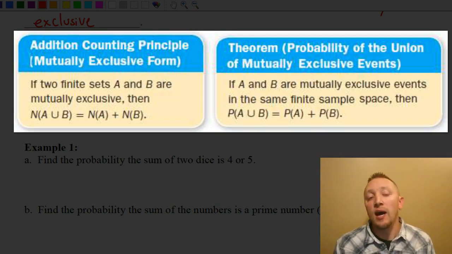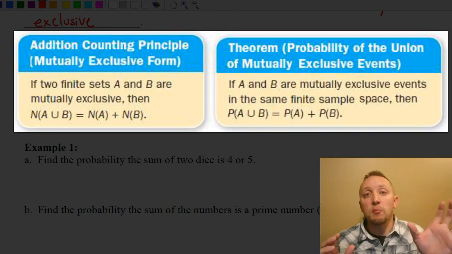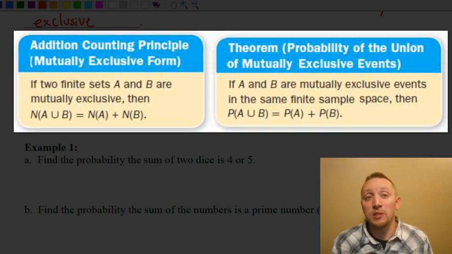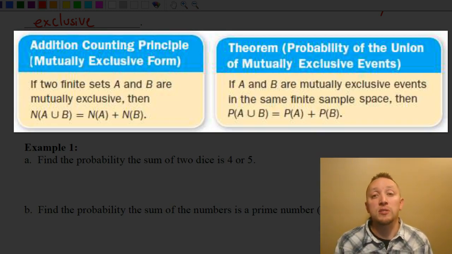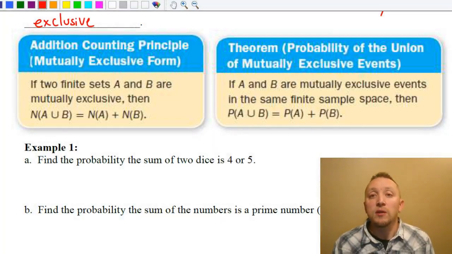We would say that if we're trying to find the number of elements in A or B, and it's mutually exclusive is the key here, we would just take the number of elements in set A and the number of elements in set B and add those two together. Now if we're dealing with probability, it's the same concept, except we're using the probability of those elements. So we take the probability of A plus the probability of B. If you're confused by that, let's look at some examples.